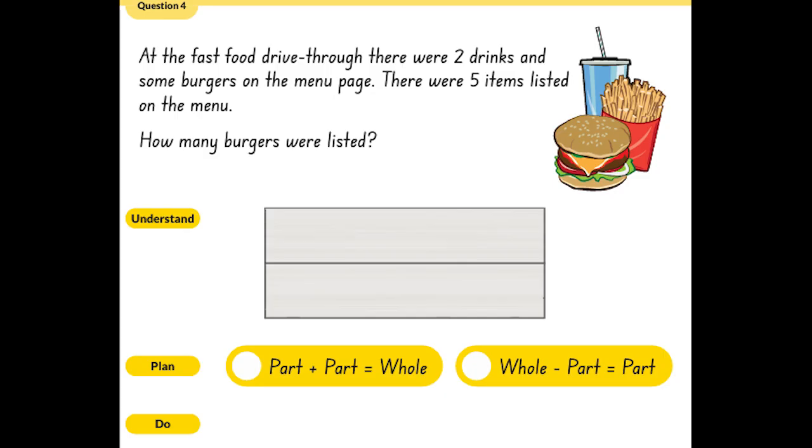Question 4. At the fast food drive-through, there were 2 drinks and some burgers on the menu page. There were 5 items listed on the menu. How many burgers were listed?